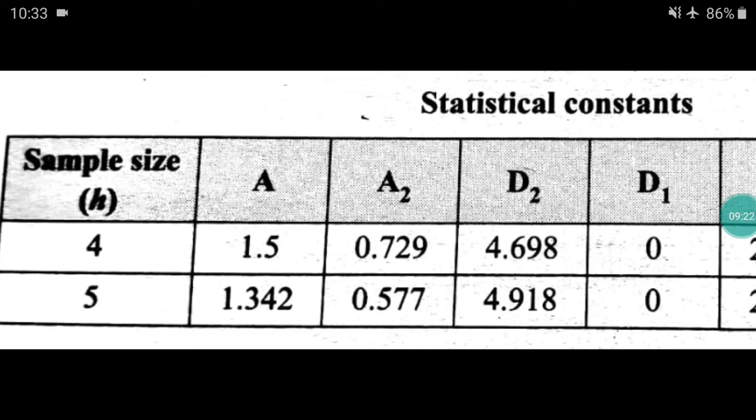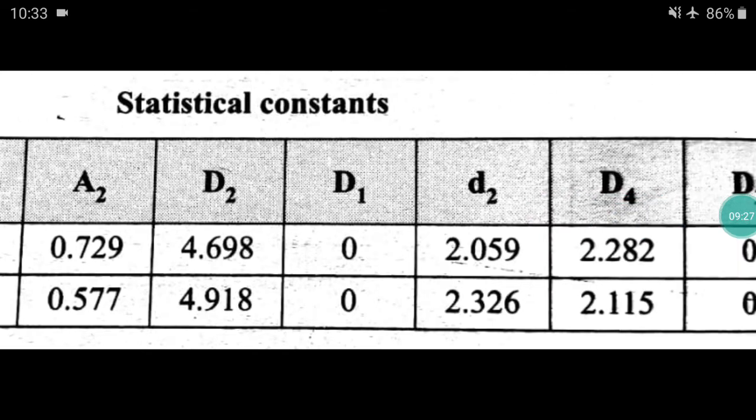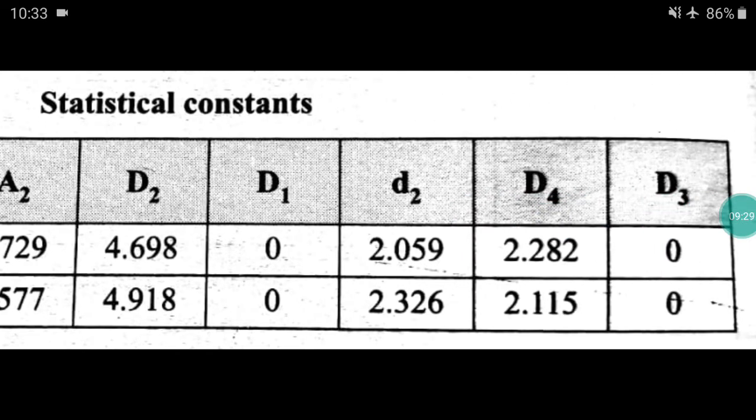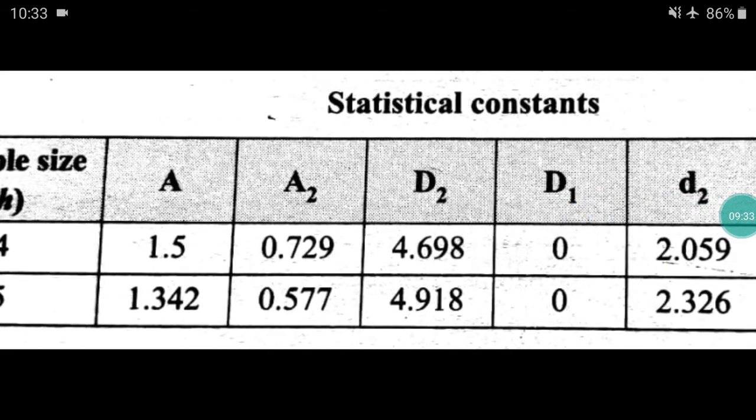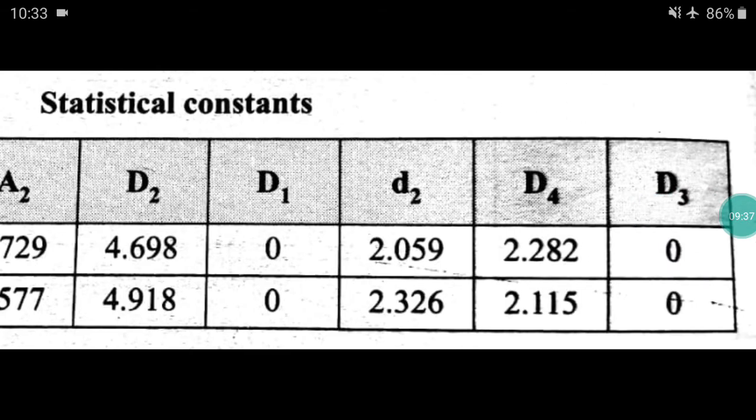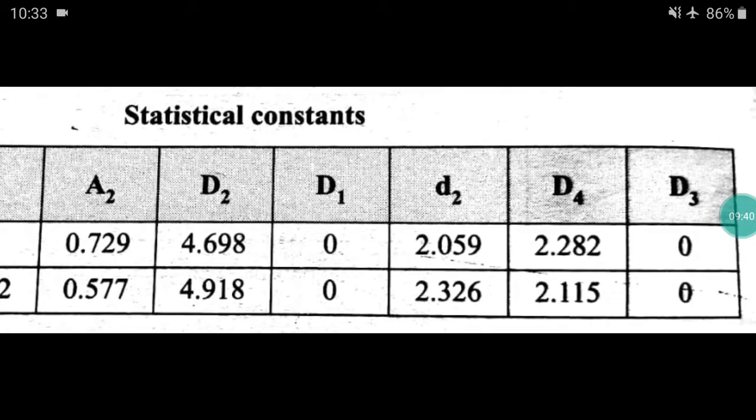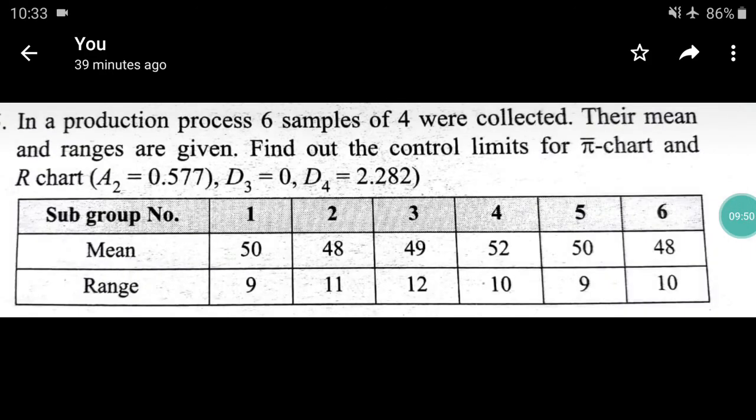Now sample size 4 is available. What are the values? A2, D2, D1, D2, D3 and D4. Next, sample size 5 is available. What are the values of A2, D2, D1, D2, D4 and D3. Okay, this is a statistical table for calculation of the mean and calculation of the range, CL, LCL and UCL. Now the first problem. Okay, what is the problem?